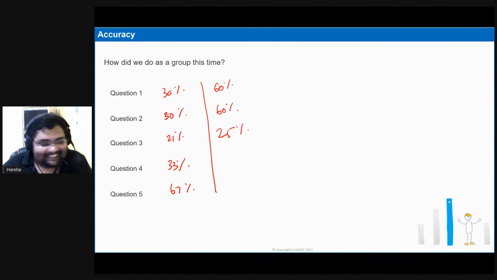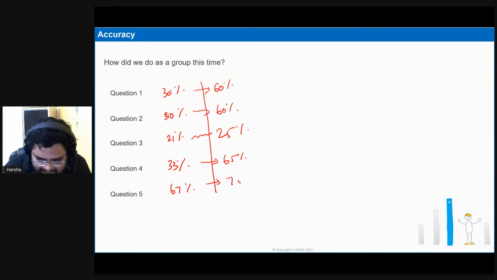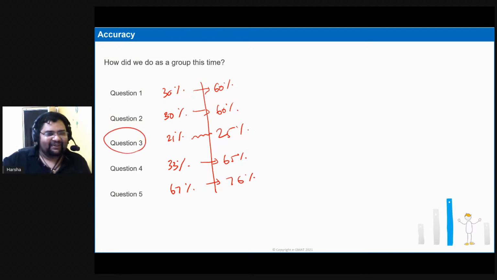Question 3, you guys still struggled. I'm sure it's a very, very difficult question. So here you see a very strong improvement. Here you see a meh kind of improvement, some kind of improvement. It's still good. And then question 4, 65% of you got the correct answer this time. And question 5 also had a marginal improvement, that is 76%. So the way I see it, question 3 is the one question that still tripped you at a group level compared to last time, and in all the other questions I can see a sharp improvement. This is kind of what I love to see.